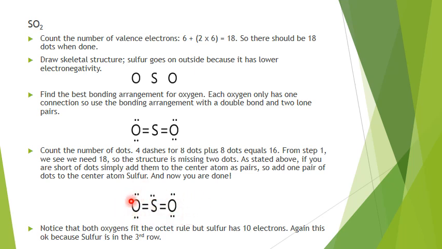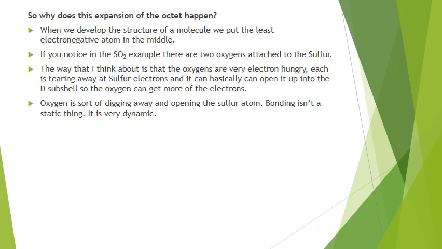So this is the bonding structure of sulfur dioxide. It's a good start. So look at the valence electrons. Oxygen has the octet, 2, 4, 6, 8, 2, 4, 6, 8. But sulfur has 2, 4, 6, 8, 10. And it can do that because it's found in the third row.